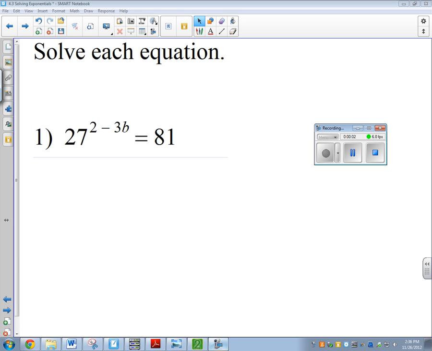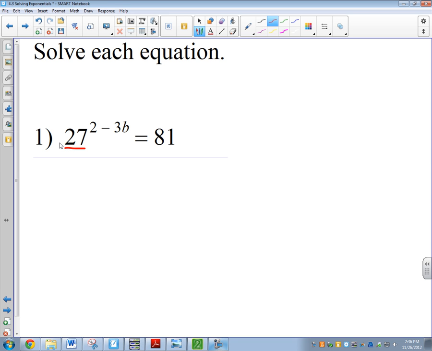So we did some of these exponential equations in class today, which is Monday. But for those that maybe missed or you need some more examples, here's some more solutions on how to solve these equations. So we'll look at number one here. It says solve each equation. 27 to the 2 minus 3b is equal to 81.